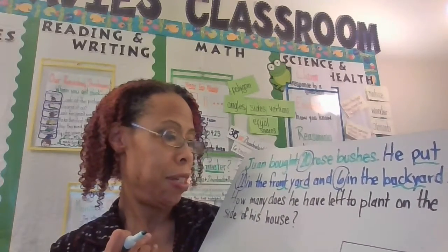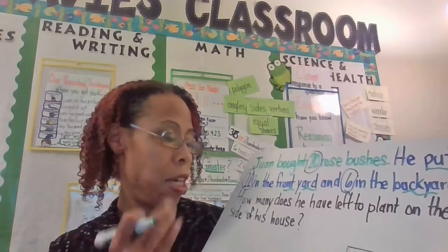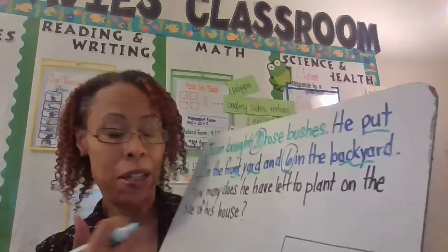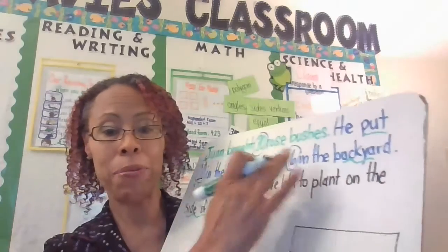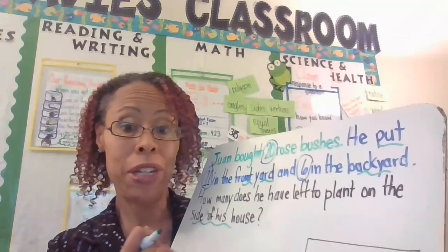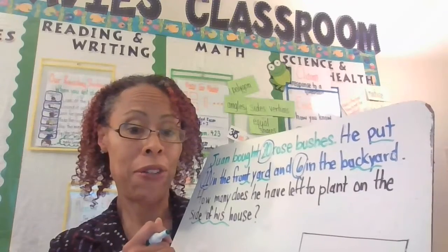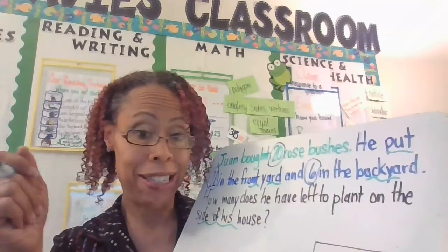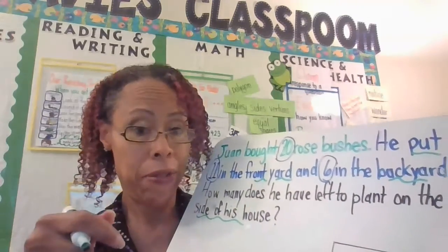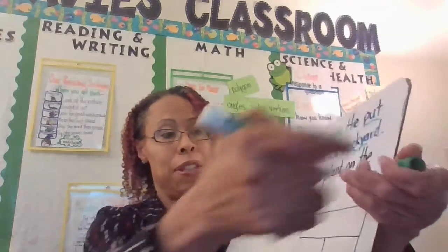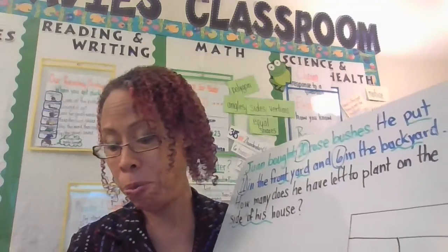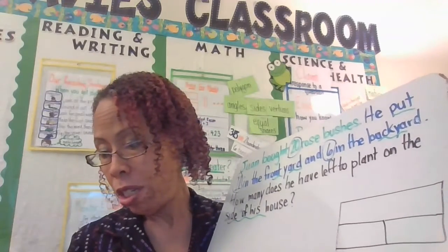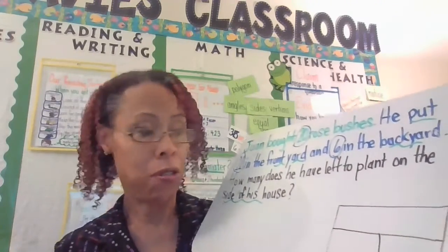So how many does he have left to plant? How many are left? How many are remaining? So he can plant them on the side of his house. So he already has some in the front yard. He already has some in the backyard. Does he have any remaining to plant on the side of his house? And if he does, how many are remaining? Okay. So as you can see, this is really a multi-step problem. There are more than one step, more than two steps to solve this problem.